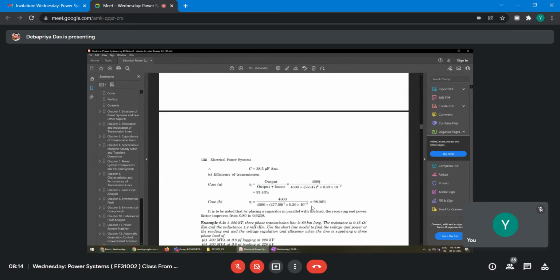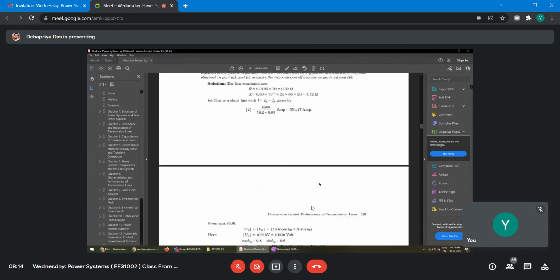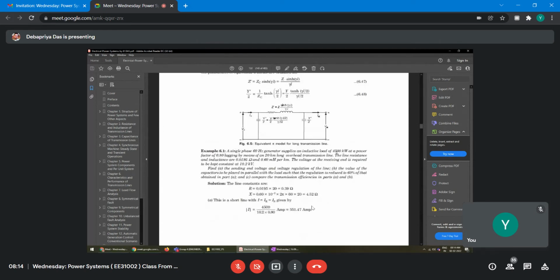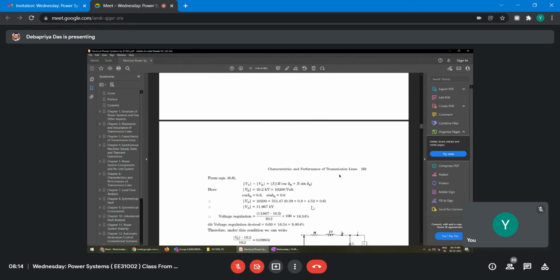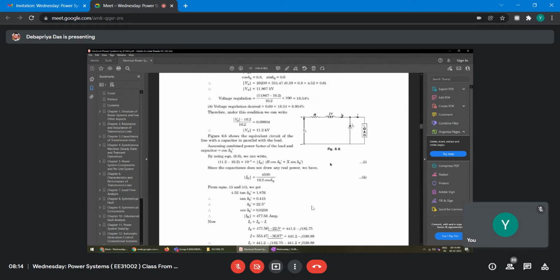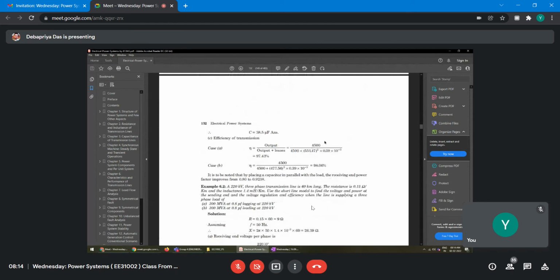Output is 4500 kilowatt. Whenever it gives anything without any specification, you will assume this is the output, right? 4500 kilowatt output. So this is the load, this is the output, right? So output by input, and input is the load plus loss, right? So this is I square R in the first case, I is this much squared into R, and in the second case I is this much. So the first case efficiency was 97.43 and the second case 98.06, right? And the power factor also improved from 0.8 to 0.9238.